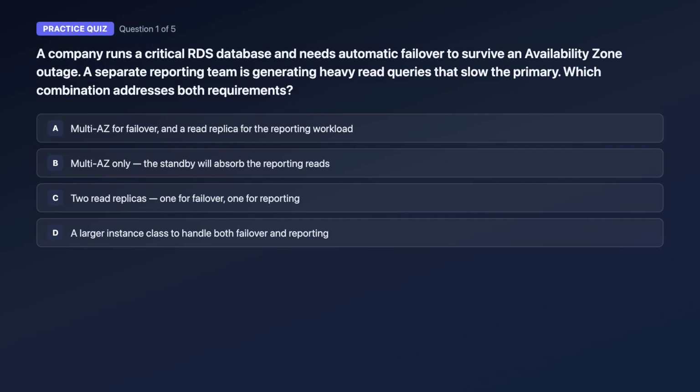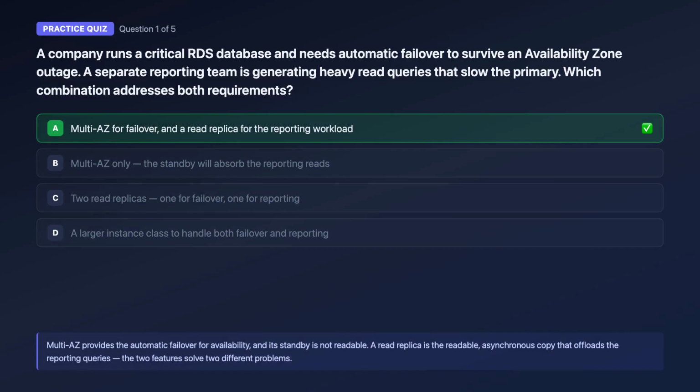Option A, multi-AZ for failover plus a read replica for the reporting workload. Option B, multi-AZ only, letting the standby absorb the reporting reads. Option C, 2 read replicas, one for failover, one for reporting. Or option D, a larger instance class to handle both. Run the multi-AZ versus replica rule before you answer.